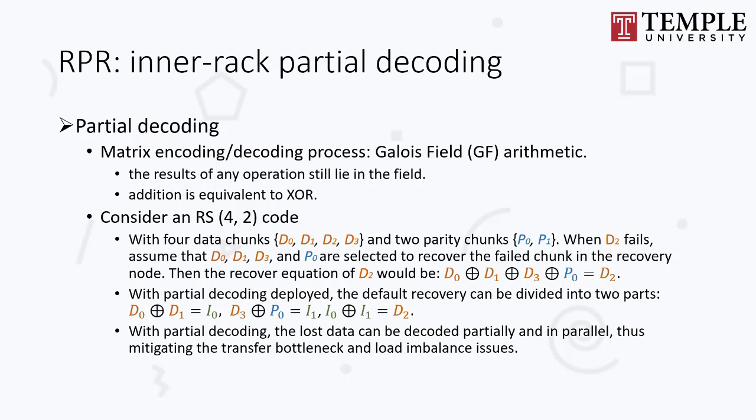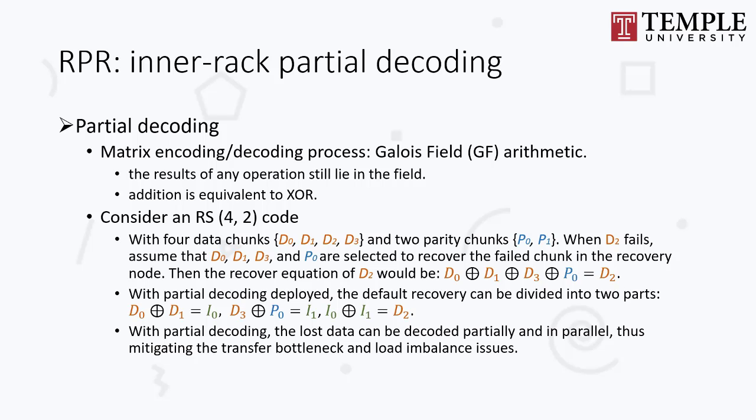As discussed, the high cross-rack network traffic and the node imbalance are caused by the fact that the recovery node can only start the decoding process after it receives all the information from the other nodes or racks. To mitigate the high traffic and load imbalance, it would intuitively be better if the data transfer and decoding process could be distributed to other nodes or racks. So partial decoding can be considered here.